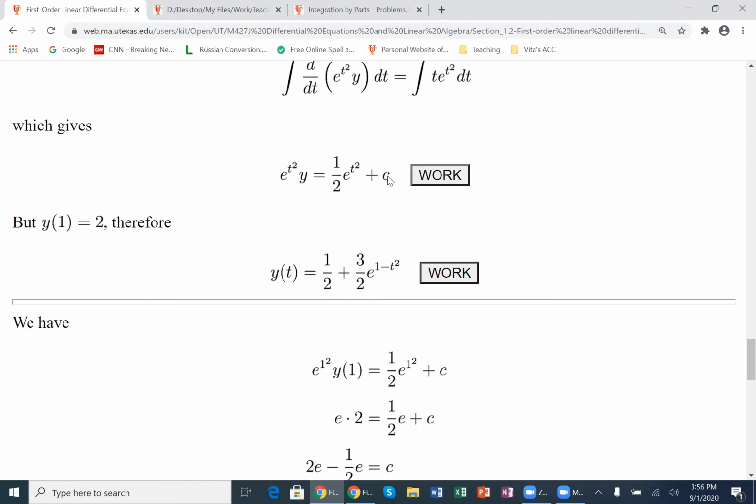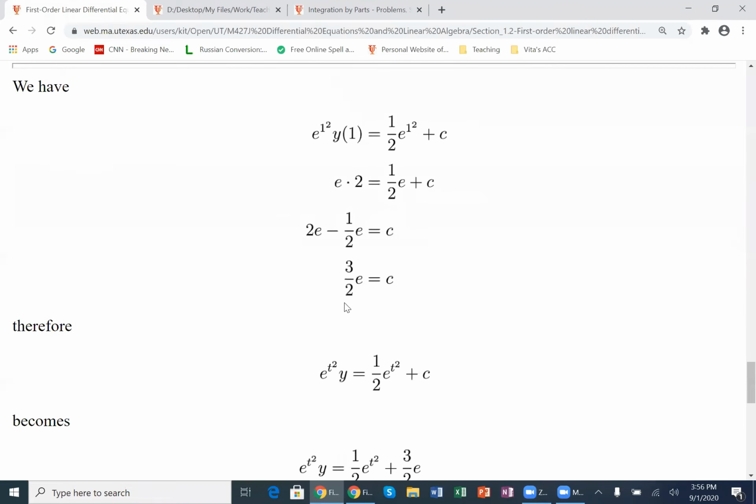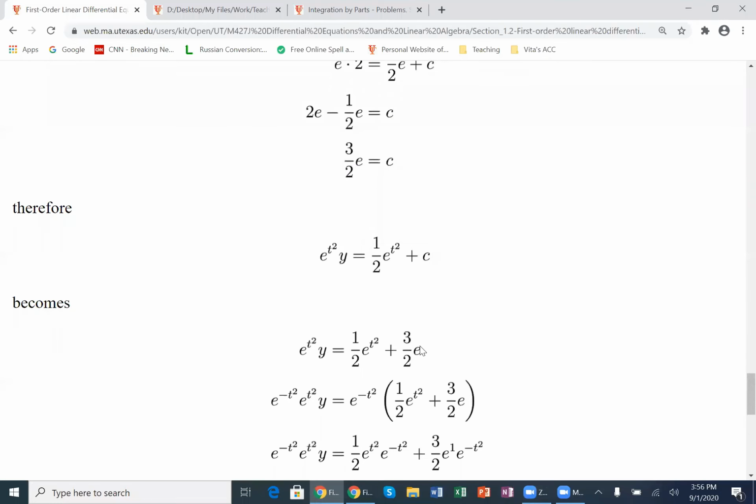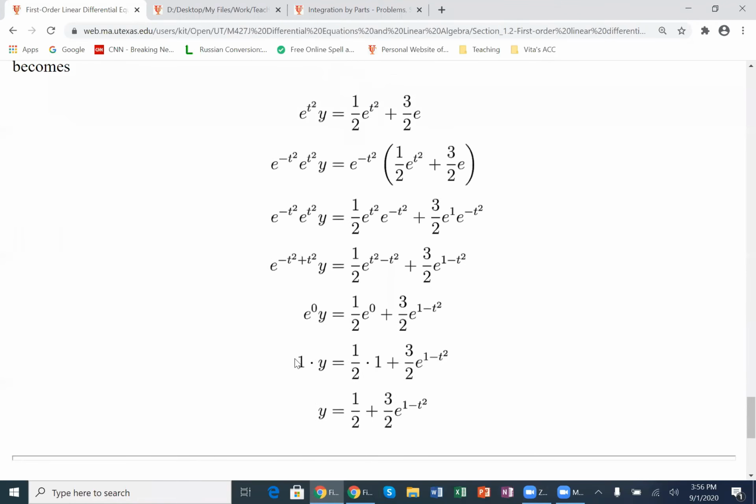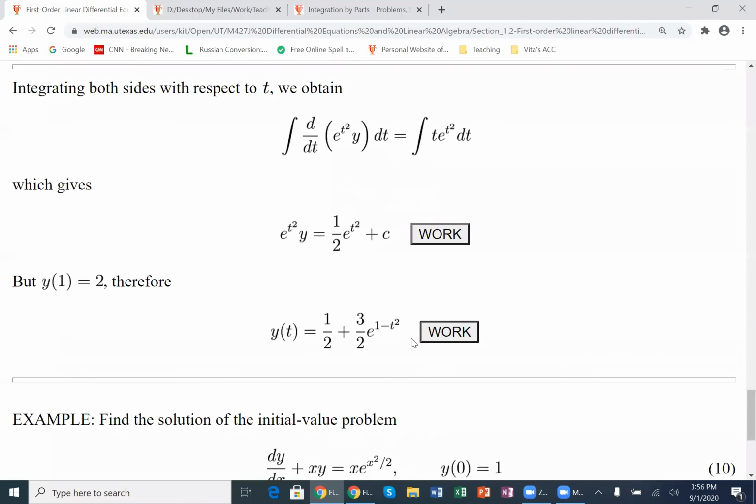We replace this c by 3/2 e, done, and then we simplify a little bit. We multiply both sides by e to negative t squared. This disappears because it's 1. On the right hand side, if we expand parentheses and simplify a little bit, we get this. So the result follows: y of t is equal to 1/2 plus 3/2 e to 1 minus t squared.